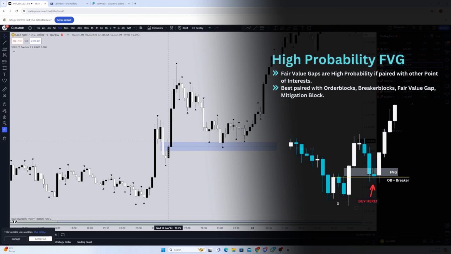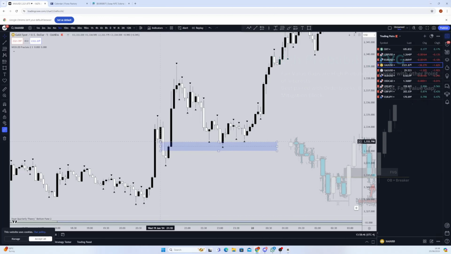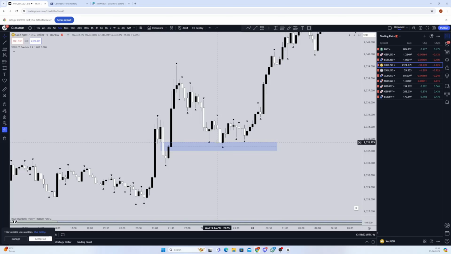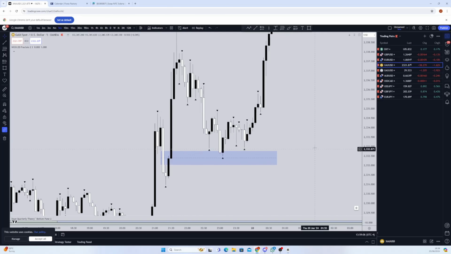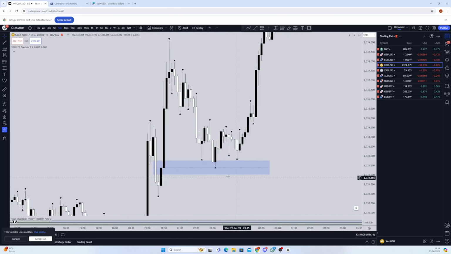Now, to get a more precise entry, as you can see, the inversion fair value gap, because it has been inverted, it has been disrespected, can still be used as a form of support for price, the same as here. So you have a level. I want to use this fair value gap, but to get a more precise entry, I will use this inversion fair value gap. Now, this can go even deeper. We're inside of this inversion fair value gap.